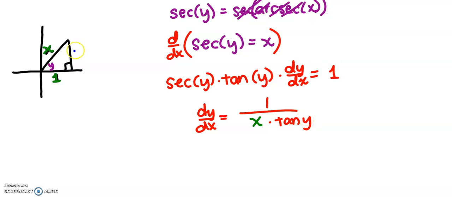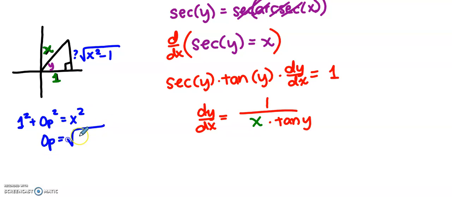Well, the tangent of y is going to require this side over here. By the Pythagorean theorem, this side ends up being the square root of x squared minus 1. You can check me on that. 1 squared plus that opposite side squared equals x squared. So that opposite side is equal to the square root of x squared minus 1. Cool. My tangent then is opposite over adjacent. Opposite from y being the square root of x squared minus 1. And then the adjacent is just 1, so technically over 1, but again, over 1 is all the same.